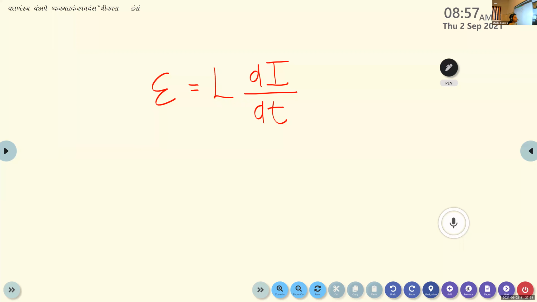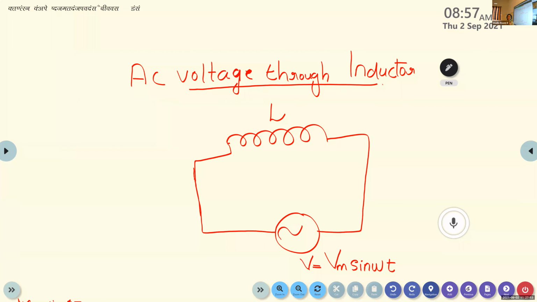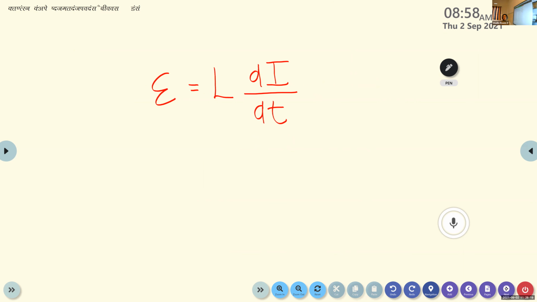Because here we are considering only one coil, self-induction is possible. That is why we are choosing that equation. Whenever the alternating source of EMF V is equal to Vm sin omega t is passing through the circuit, an induced current is going to generate in this circuit. So the general expression for the induced EMF that will generate in the circuit is given by E is equal to L into di by dt.